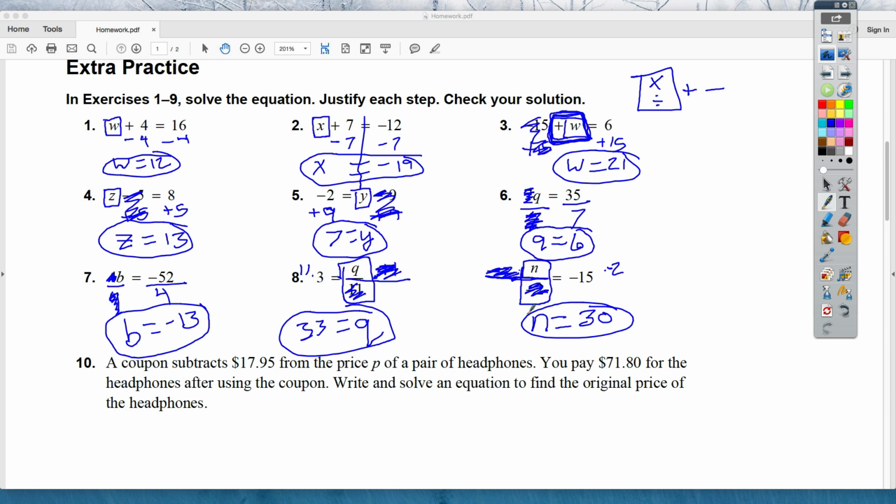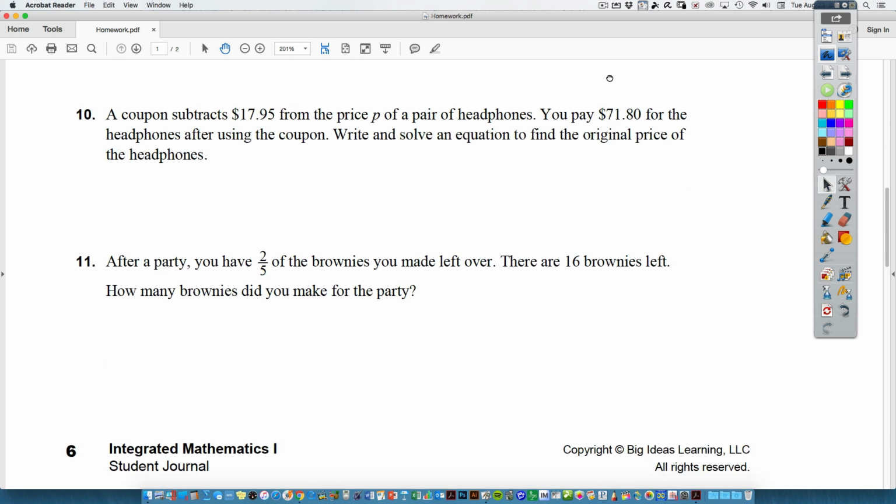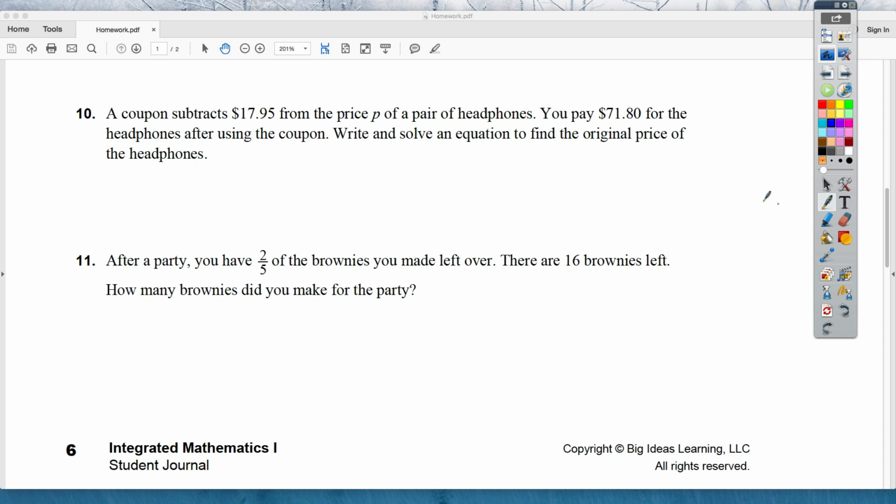Okay, now that's how you do numbers 1 through 9. Numbers 10 and 11 deal with story problems. A coupon subtracts $17.95 from the price P of a pair of headphones. So let's just write that down. We know that P minus $17.95. Okay, we don't know if there's more to that or if that's even useless information, but we're going to write it down so we don't have to try to remember it. The coupon subtracts $17.95 from the price, so price minus $17.95.